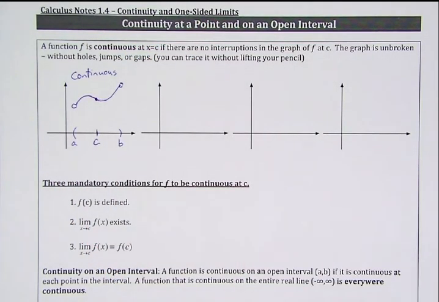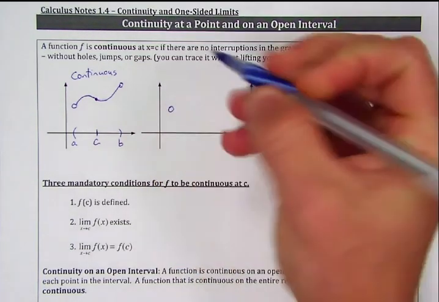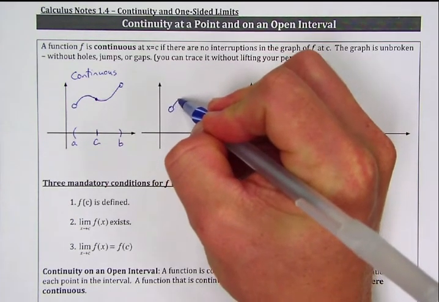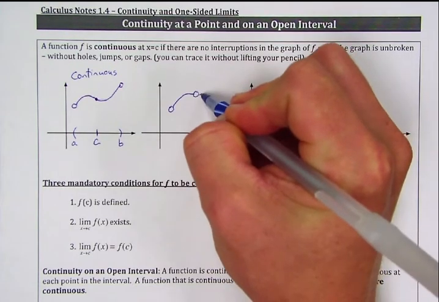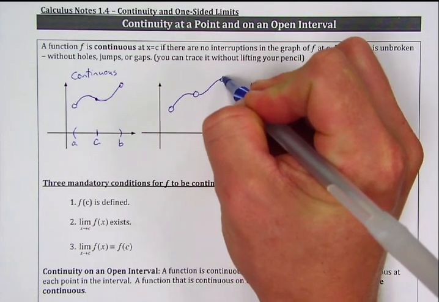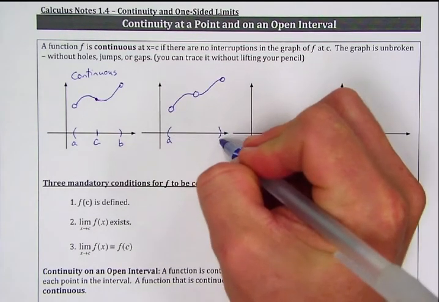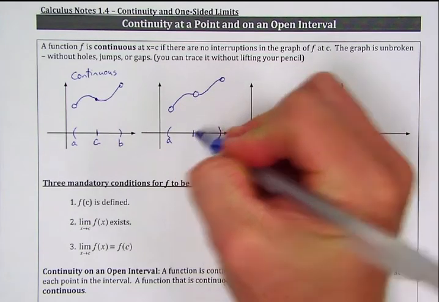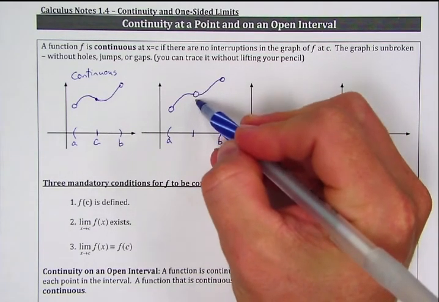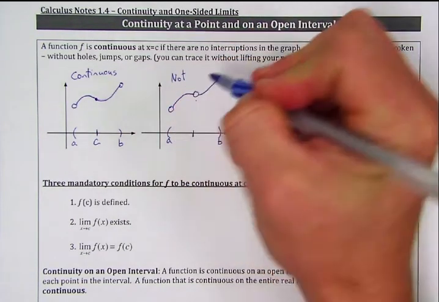I'm going to show you a couple examples now that are not continuous. So here is one way on an interval for it to not be continuous. If there is a hole in our function, okay, so you can see right here if x equals c, it is not continuous because we have a gap or a hole.